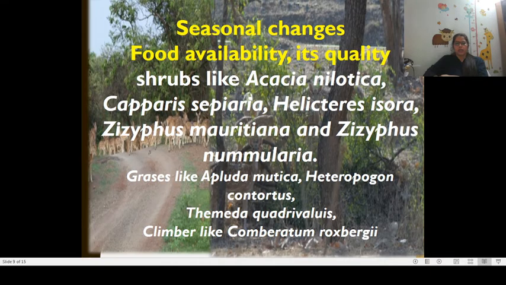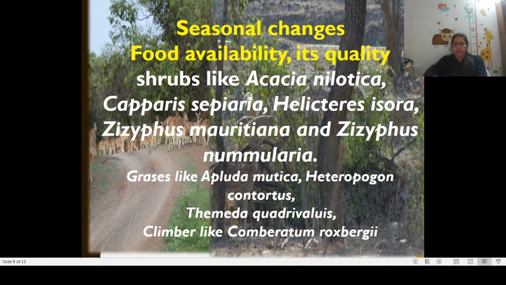The grasses on which it feeds are Apluda mutica, Arthropogon contortus, Themeda quadrivalvis. It also feeds upon a climber species like Combretum roxburghii. The shift in the diet of cheetal is triggered because of seasonal temporal changes. For example, in the monsoon and post-monsoon there is a vast availability of grasses, which creates optimum conditions for the cheetal, but during winter season grasses disappear from the scene and they shift their diet towards browsing material and compensate their diet by feeding upon some browsing species.